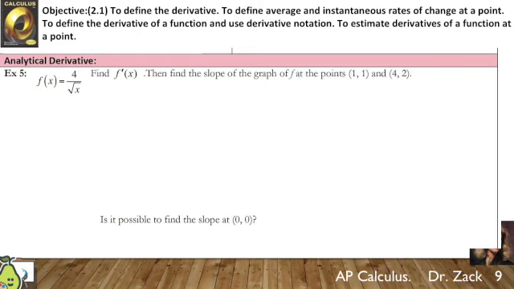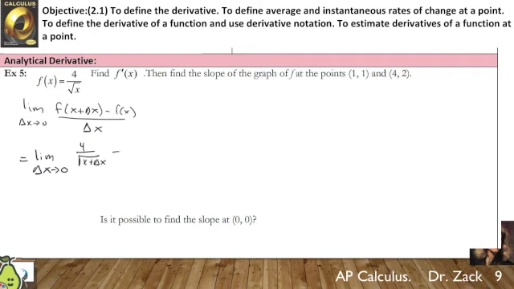For our next example, we're going to find an analytical derivative for f of x equals 4 over the square root of x. So using our definition, we know that the limit as delta x goes to 0 of f of x plus delta x minus f of x is going to give us a derivative if we divide by delta x. Substitute into our function f of x. Make certain that as you substitute, you keep your limit notation. We're going to have 4 over the square root of your x plus delta x minus the function itself, which is 4 over square root x, all divided by your delta x.